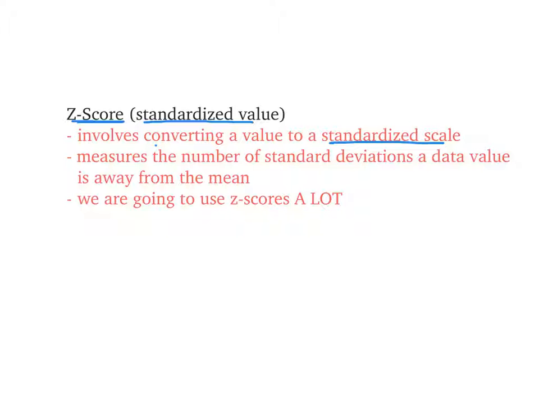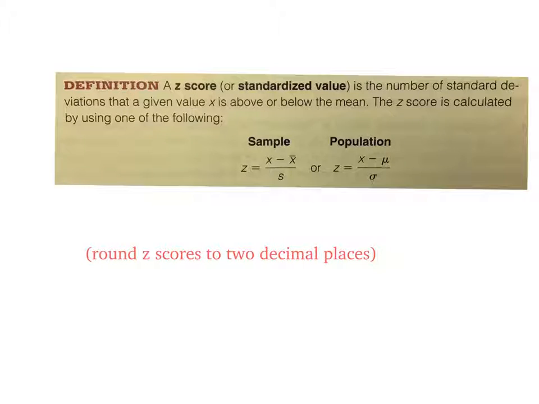This is the most important thing about z-scores. You need to know what they are. What they tell you is how many standard deviations a data value is away from the mean. So how far is a data value away from the mean? That's what the z-score is going to tell you, whether it's 2 standard deviations, 1, 1.5, it doesn't matter. And the last thing here is we're going to use z-scores a lot, I mean a lot, as we go through the rest of the year. So it's something you really need to know.